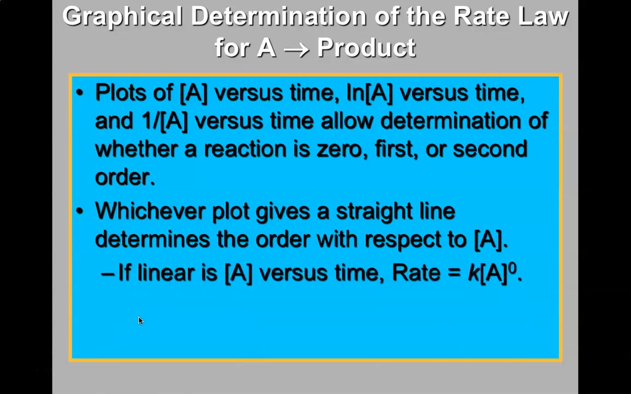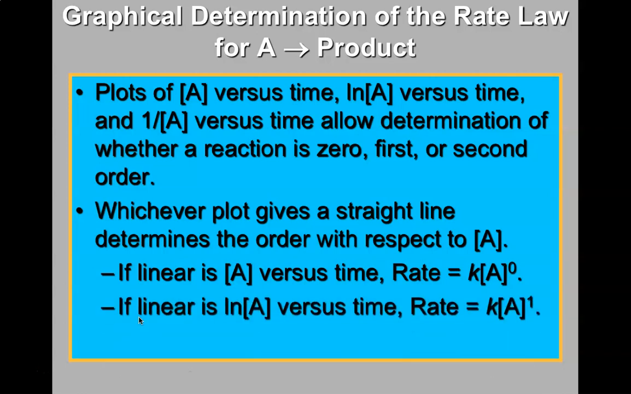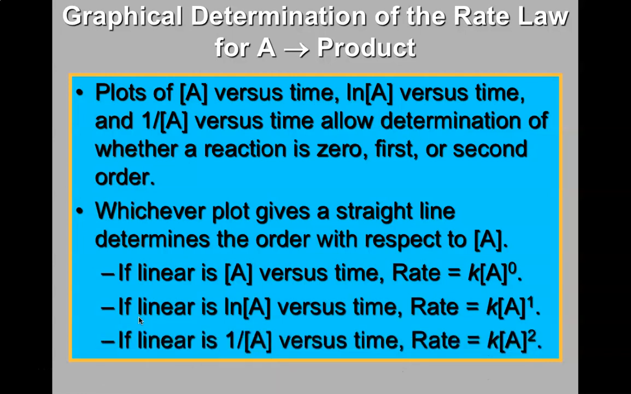Ultimately, when you figure out which one has a linear curve, you automatically know the order. If concentration versus time is linear, there's your rate law, zero order. If the natural log of concentration versus time is linear, you know it's first order. And if 1 over the concentration versus time is linear, it's second order. So what you need to realize is, graphically, once you've determined which one is linear, you automatically know the rate law, and you automatically know the integrated rate law.